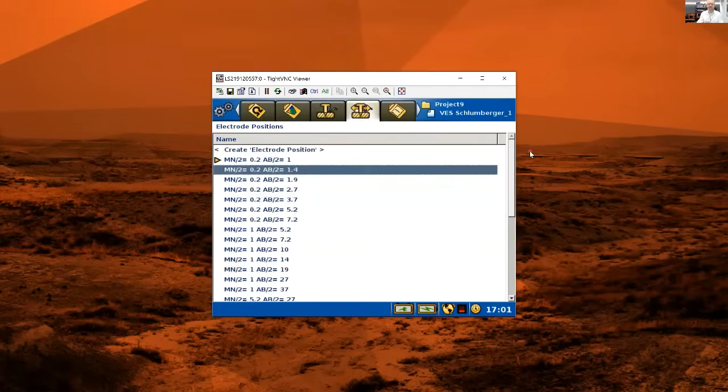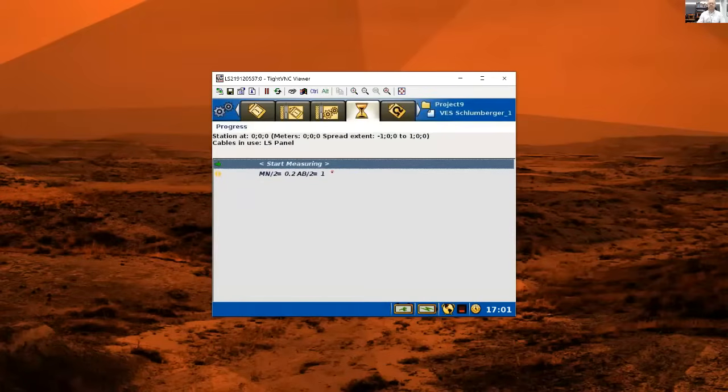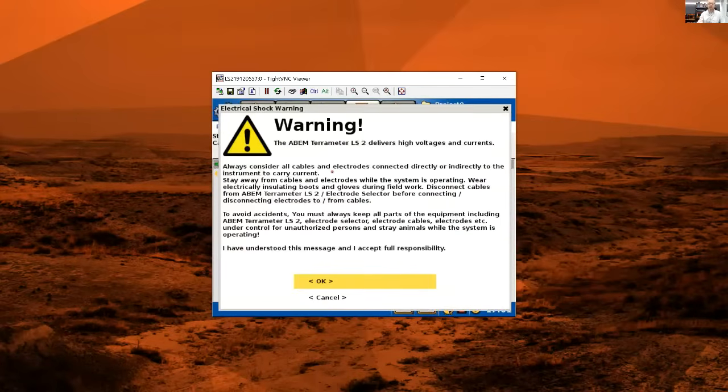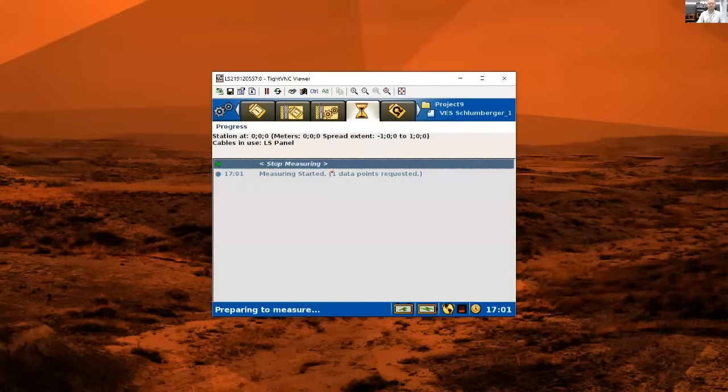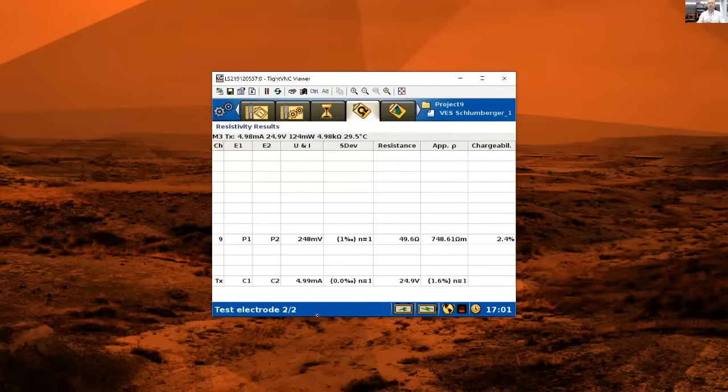So if I then jump back to the measurement screen, I can just use the left and right arrow to jump through the different measurement choices. So I'll start with the first one, and I just say start measuring. So it warns me to make sure no one is touching the electrodes. So it's saying preparing to measure. It's going to do an electrode test, first of all, to make sure that it can inject a decent amount of current through the electrodes.